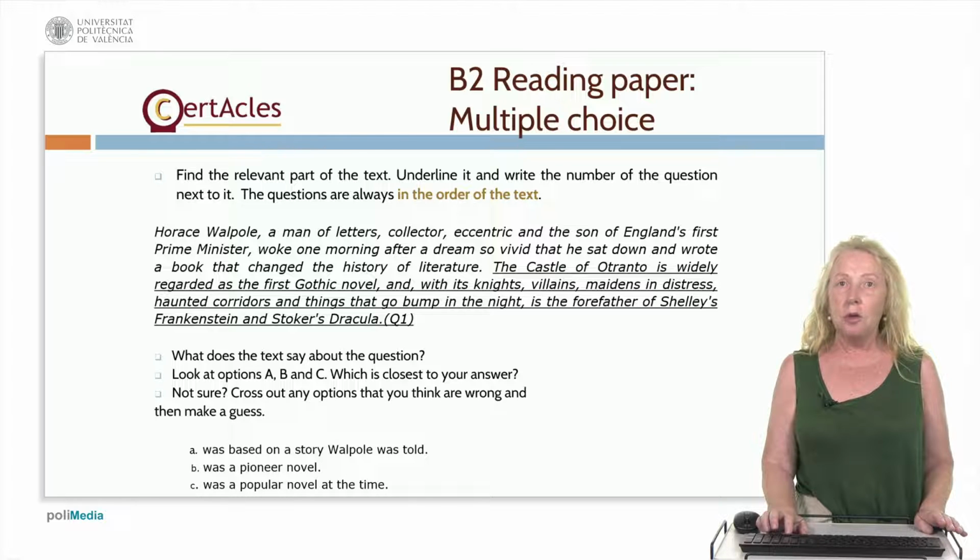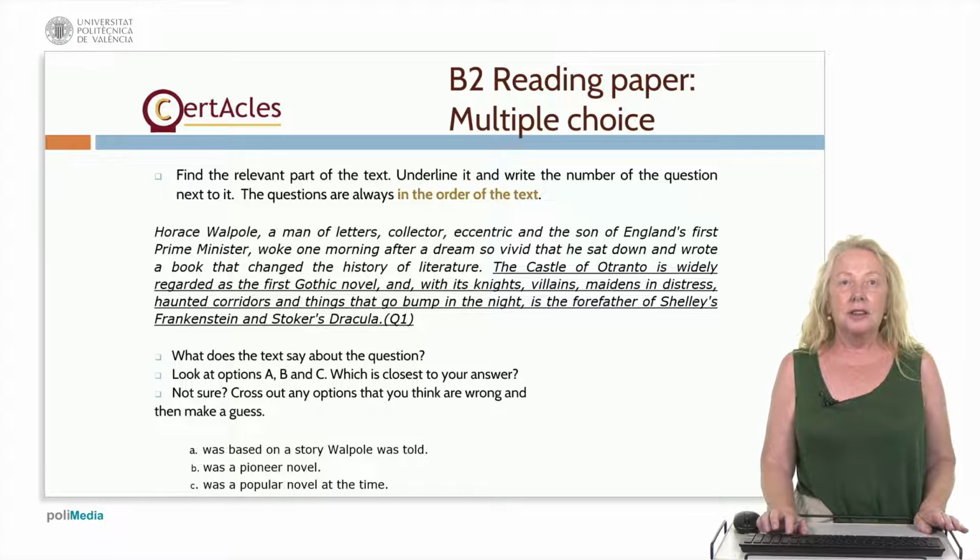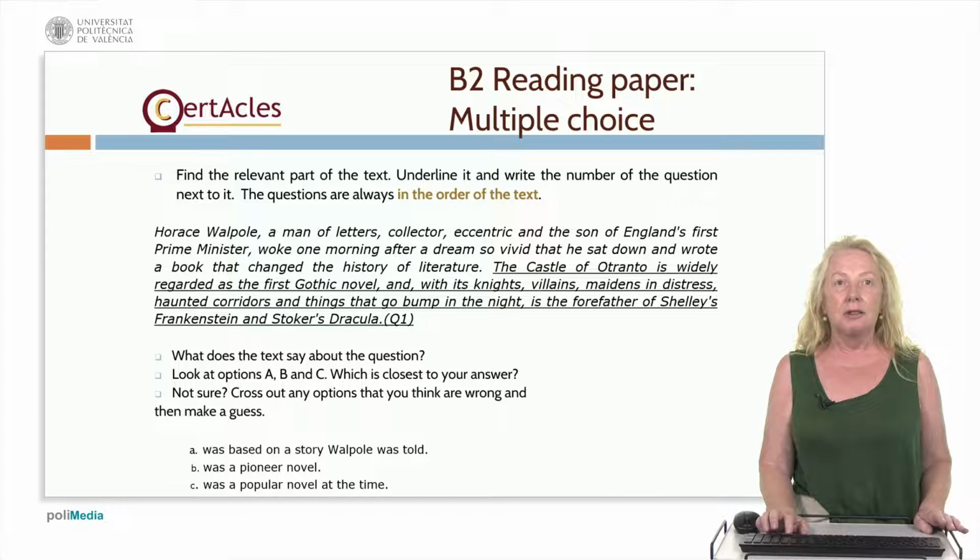If you really don't know, use a process of elimination. Think about what the text doesn't say. Choose your answer. Did you choose B? The text describes Castle of Otranto as the first Gothic novel, and option B says a pioneer novel, which means the same.